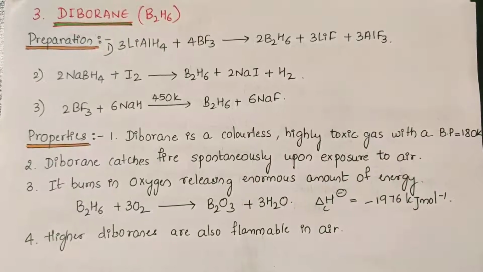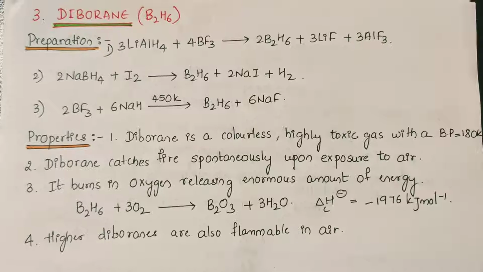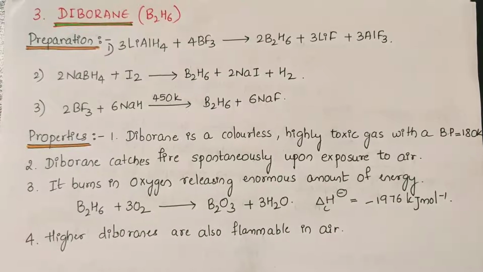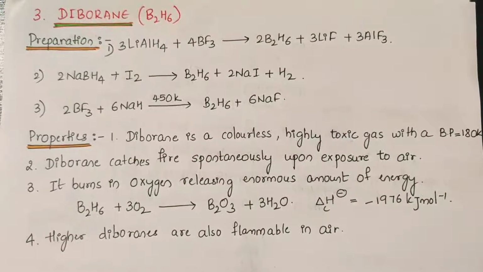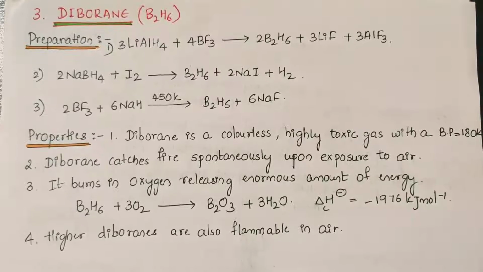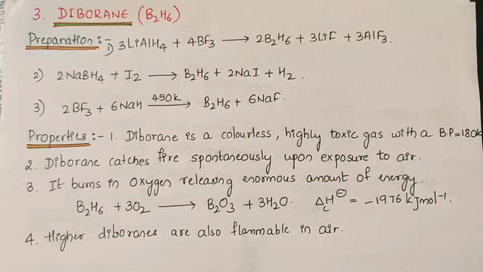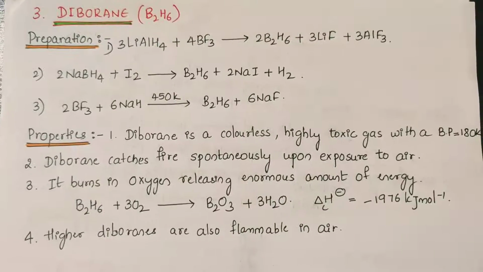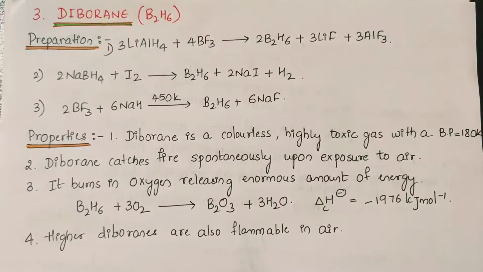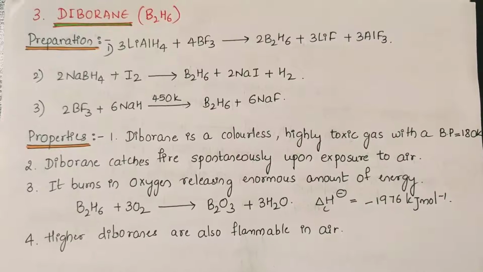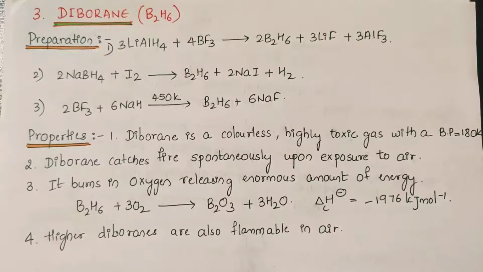Now let us look into the third one, diborane. The formula of diborane is B2H6. These are the important compounds of the boron family. Boranes are those compounds which contain boron and hydrogen.